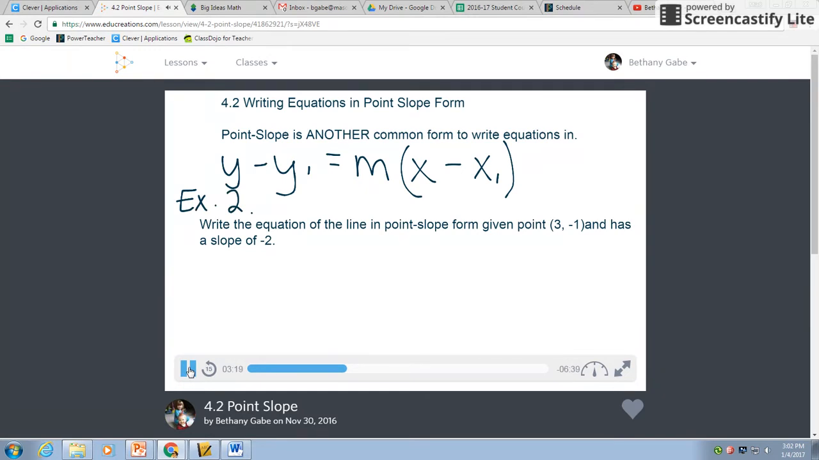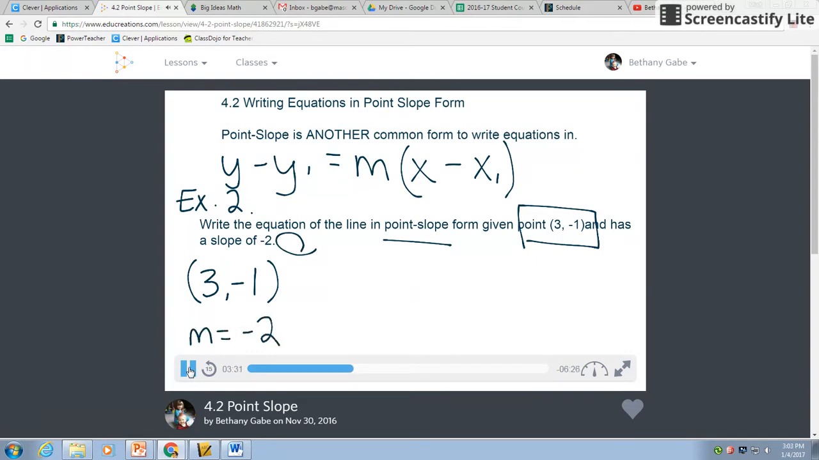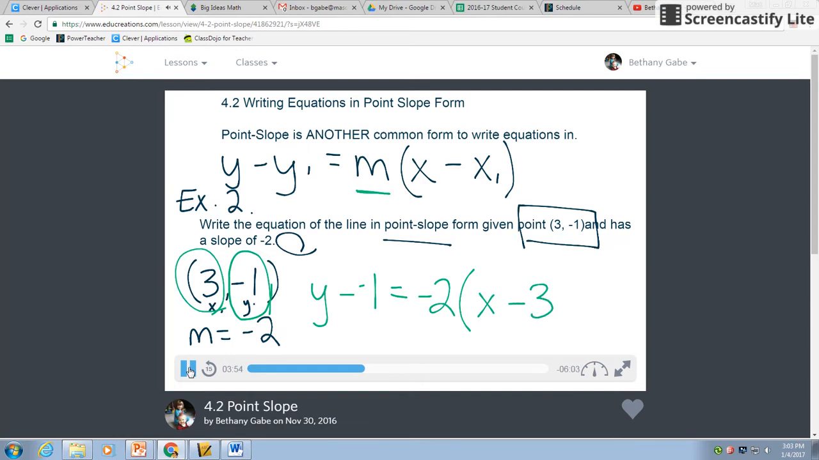So example 2. Same thing, write an equation of the line in point-slope form, given the point is 3, negative 1, so I'm going to go ahead and write that down, and the slope is negative 2, so m equals negative 2. Again, I'm going to go ahead and label this. This is my x1 and this is my y1, and then all I have to do is plug it into my formula. So y minus the y1 is right here, so negative 1 equals your slope, my m right here, m is negative 2, and then x minus, and then you go plug in your x1, 3.